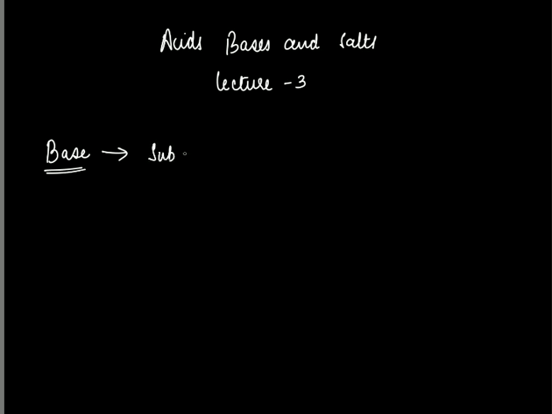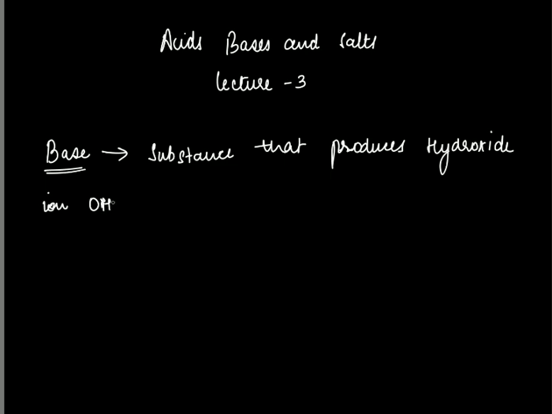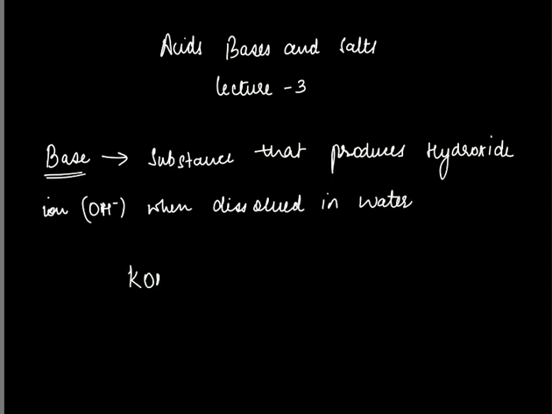So, a base, we can say, is a substance that produces hydroxide ions when dissolved in water or in aqueous solutions. So, KOH, potassium hydroxide, in the presence of water, will give us K plus ions and hydroxide ions. So, all are in the aqueous form.